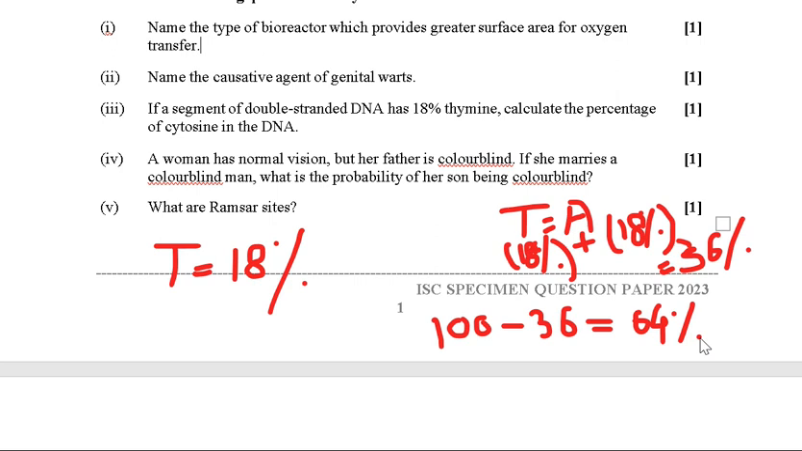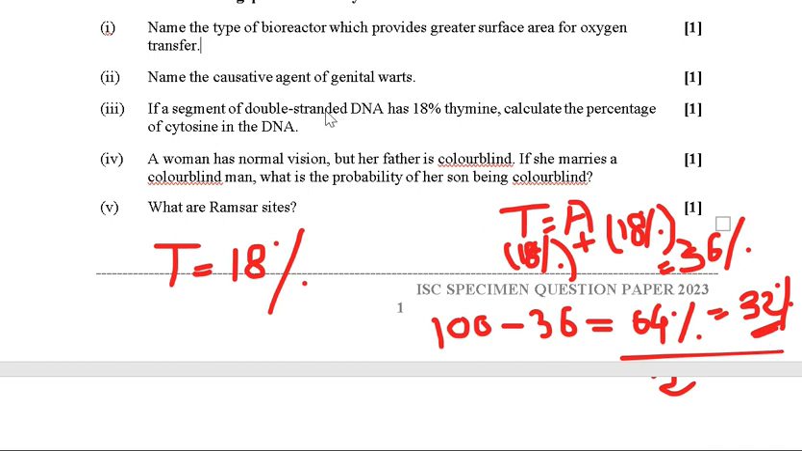So guanine G is equal to C, again according to Chargaff's rule. So that means 64 divided by 2, half of it will be covered by cytosine, and half of it will be covered by guanine. So here the answer will be 32%. So the correct answer for this question is 32%.